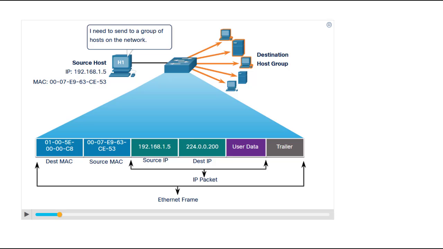A multicast frame destination address is different from a unique unicast destination address and different from a broadcast address of all Fs or 1s. A multicast frame will have a destination MAC address beginning with 01005E if the encapsulated packet is IP version 4, as is the case here. If the encapsulated packet is IP version 6, the multicast frame will have a destination MAC address beginning with 3333.